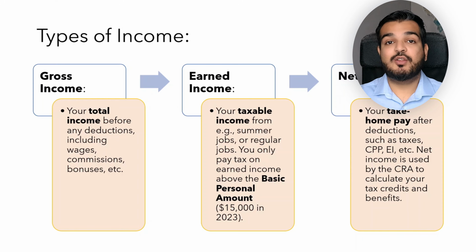Gross income can also include other types of income sources such as sales commission, or maybe you're entitled to a year-end bonus. All that is included as part of gross income.